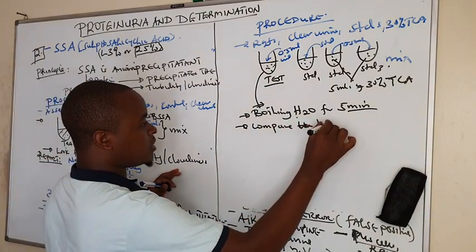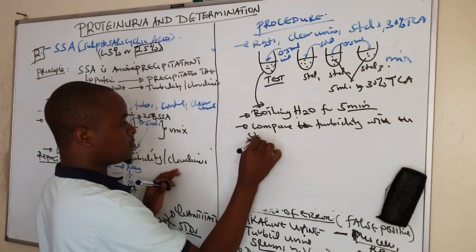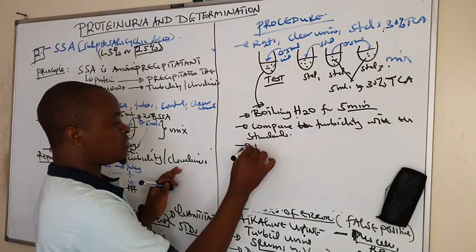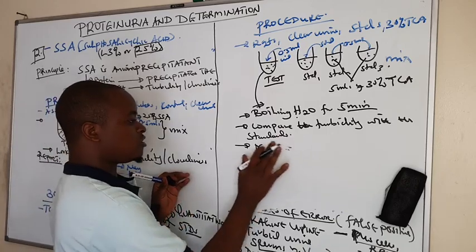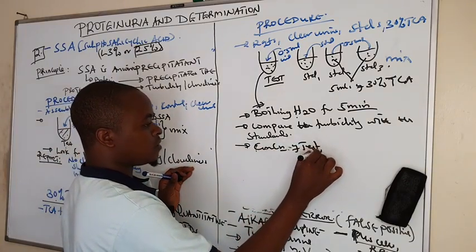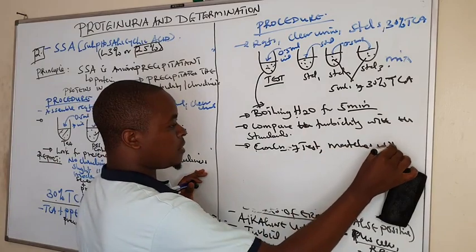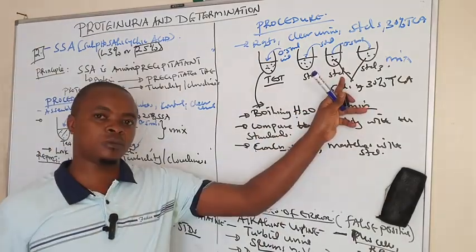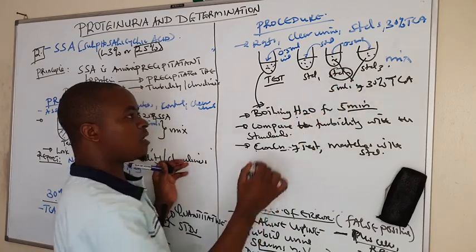You compare the turbidity or the cloudiness formed with the standards, and then you choose the one which matches. You report the concentration of the test by writing the concentration of the matching standard. Maybe the cloudiness of my test has matched with standard 2, and standard 2 is 50 milligrams per deciliter. So I will record 50 milligrams per deciliter.